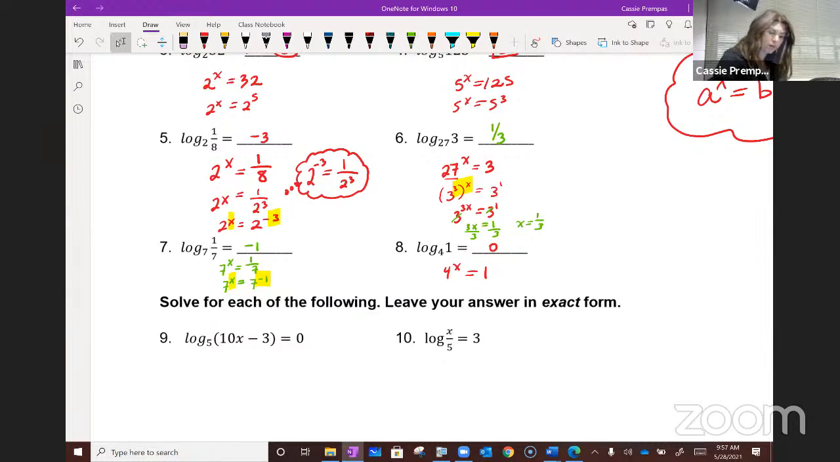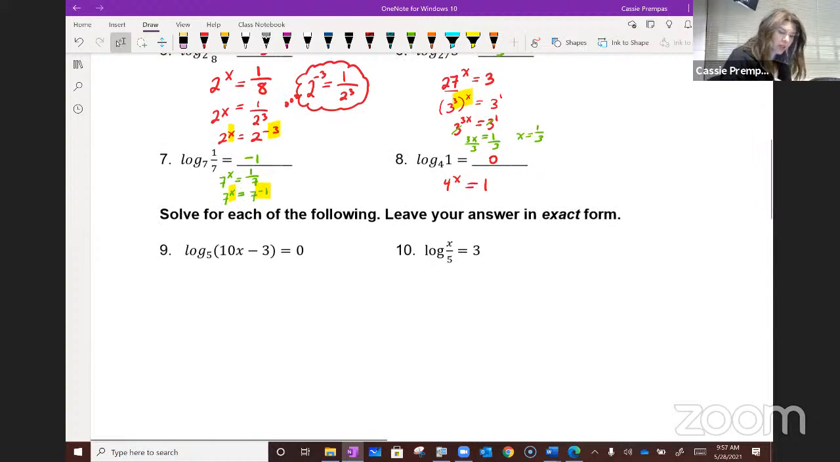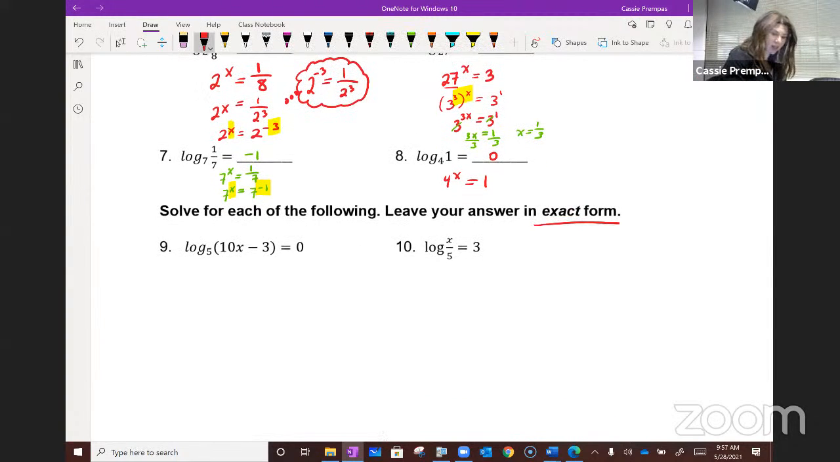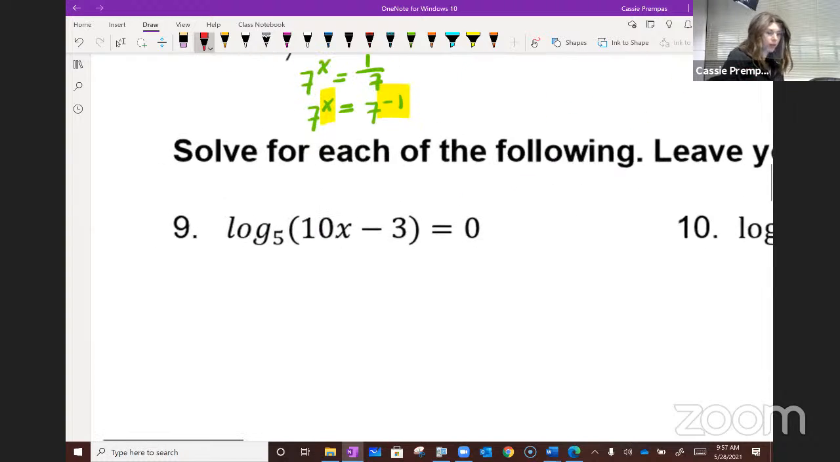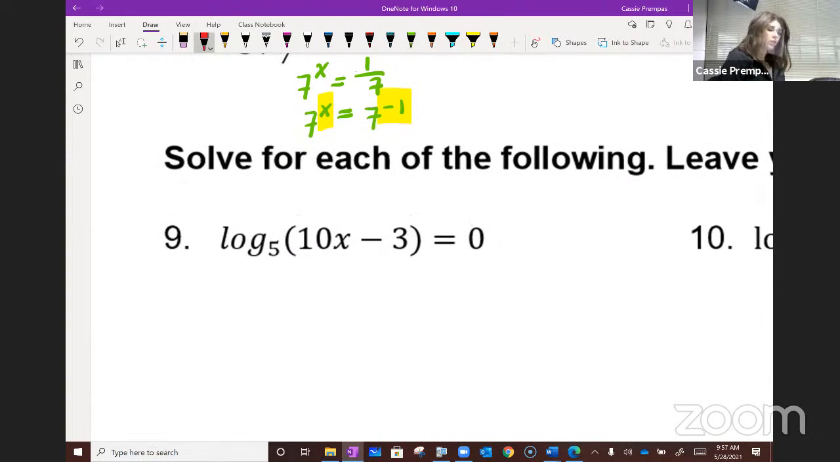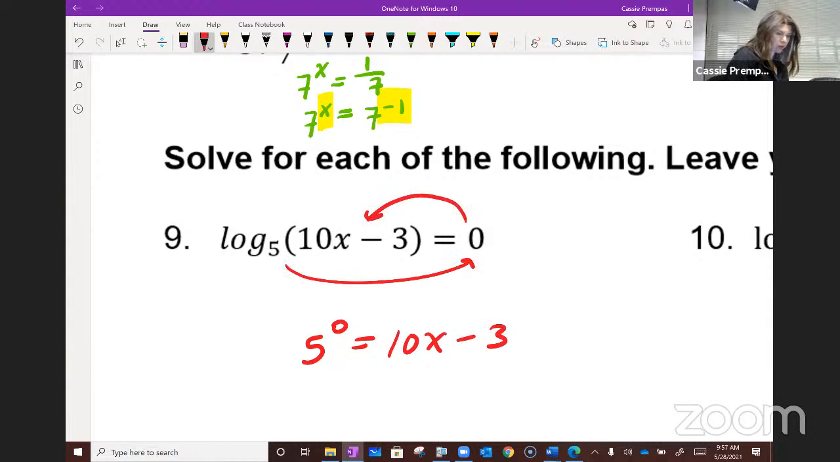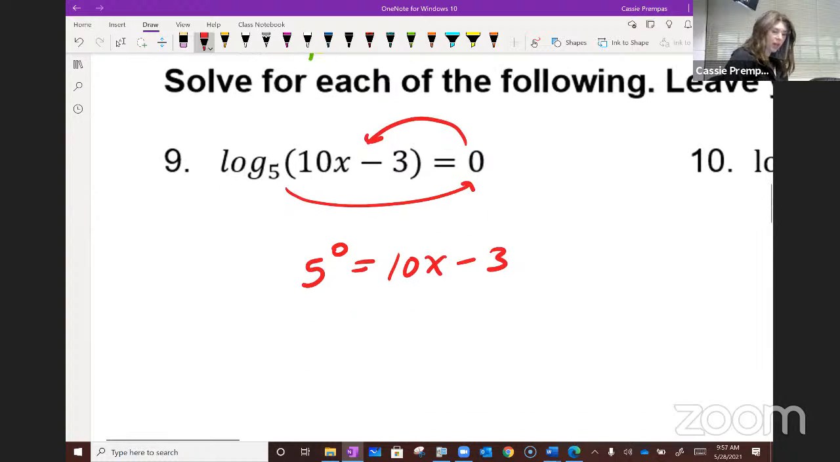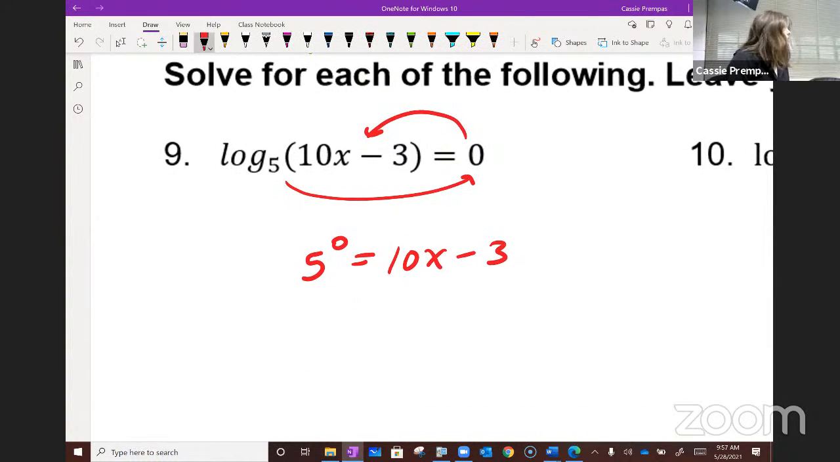Okay, now after we reviewed some of those rules, that can help us for solving various equations. So let's jump to number 9. It says solve for each of the following, leave your answer in exact form, that means don't round. Using that rule that we just reviewed, what would be the base of this log? 5, good, raised to 0 equals 1. And 5 to the 0 power is equal to 1, good.